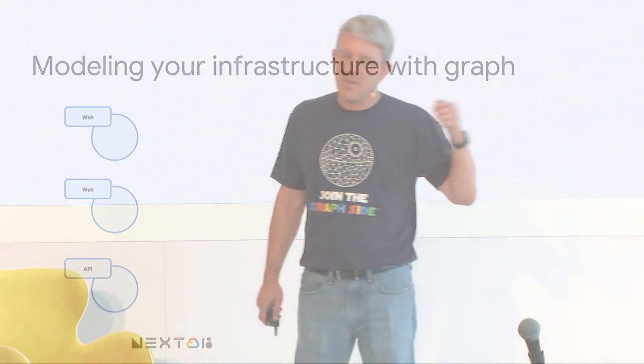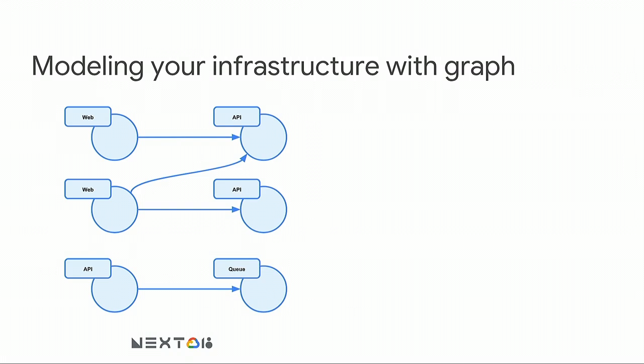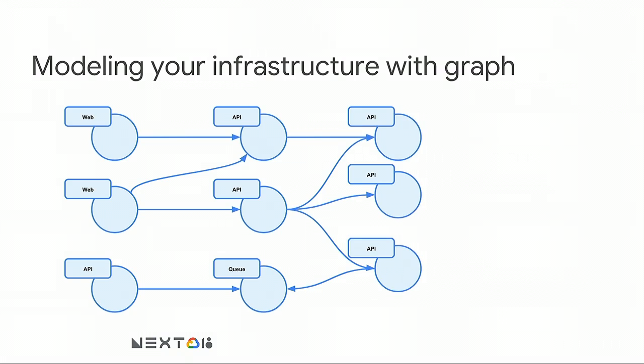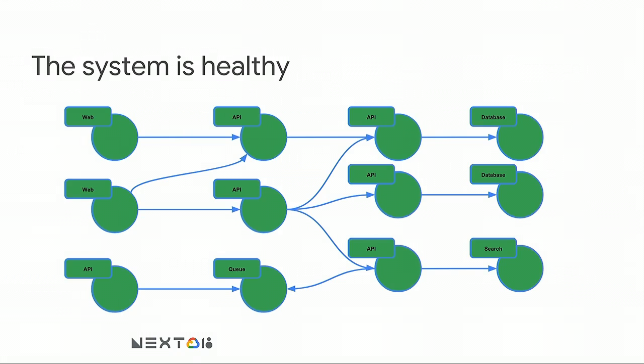SaaS application? So imagine I'm modeling an infrastructure. I've got a SaaS application, and this SaaS application consists of a couple of web interfaces and maybe an external API that my clients are consuming. Each of these, in turn, is reliant on internal APIs, and those APIs are reliant on other internal APIs. At the end of the day, eventually I've got to get data from somewhere, and a couple of these APIs are querying a database, and one of them is querying a search index.